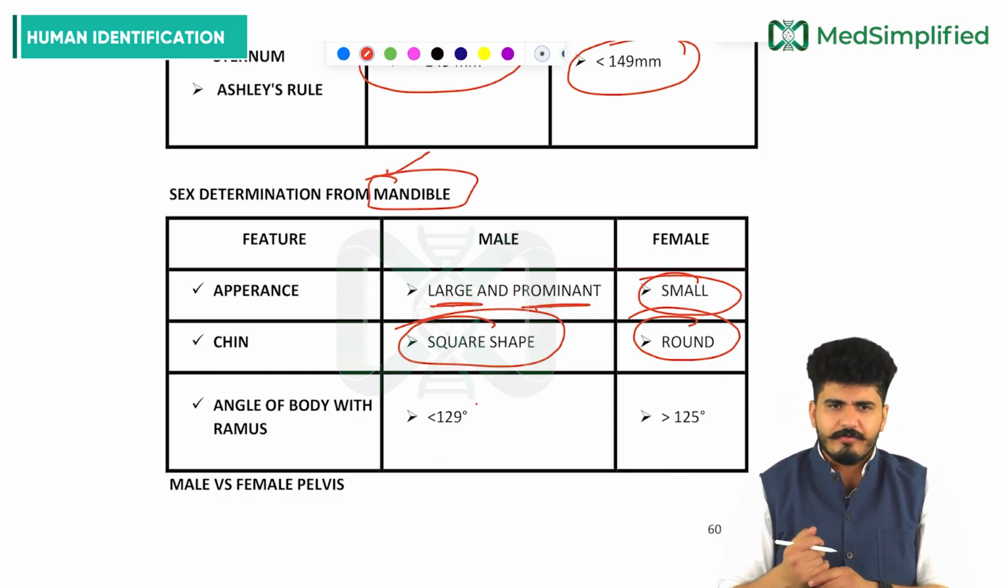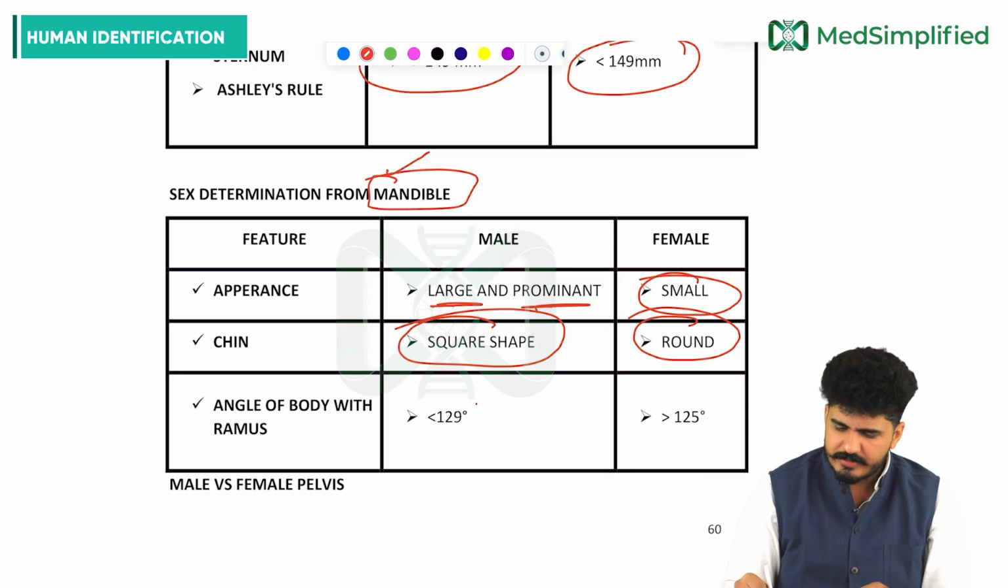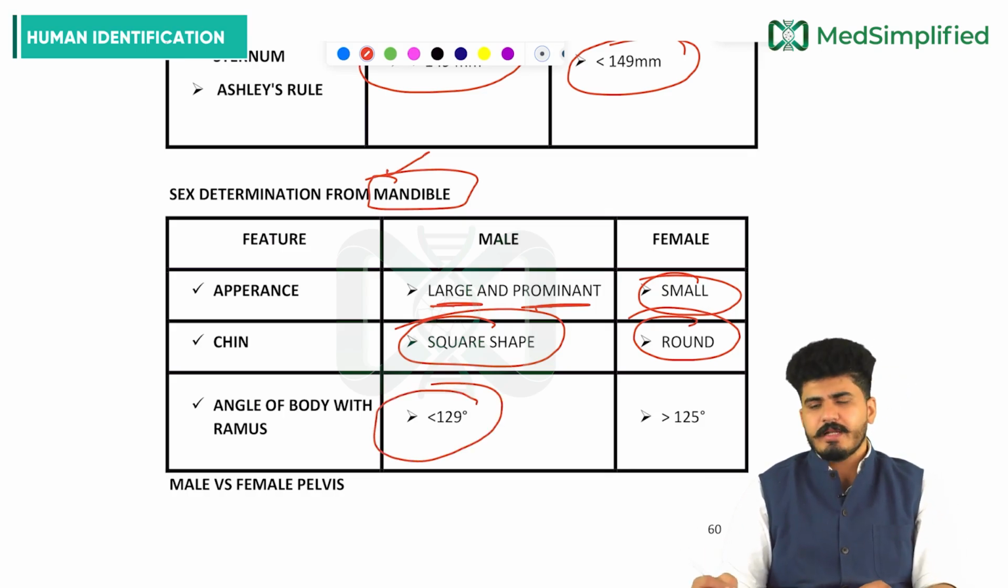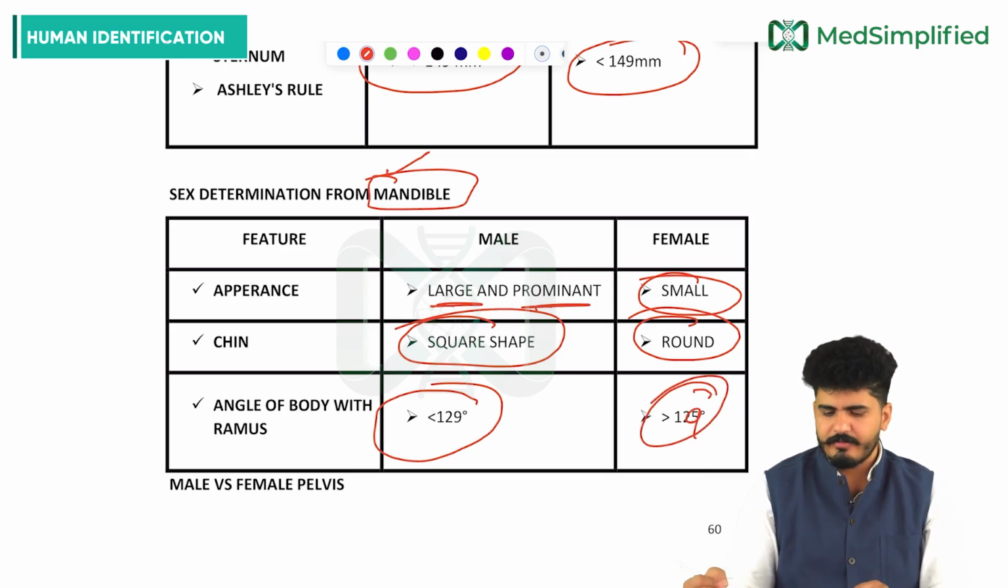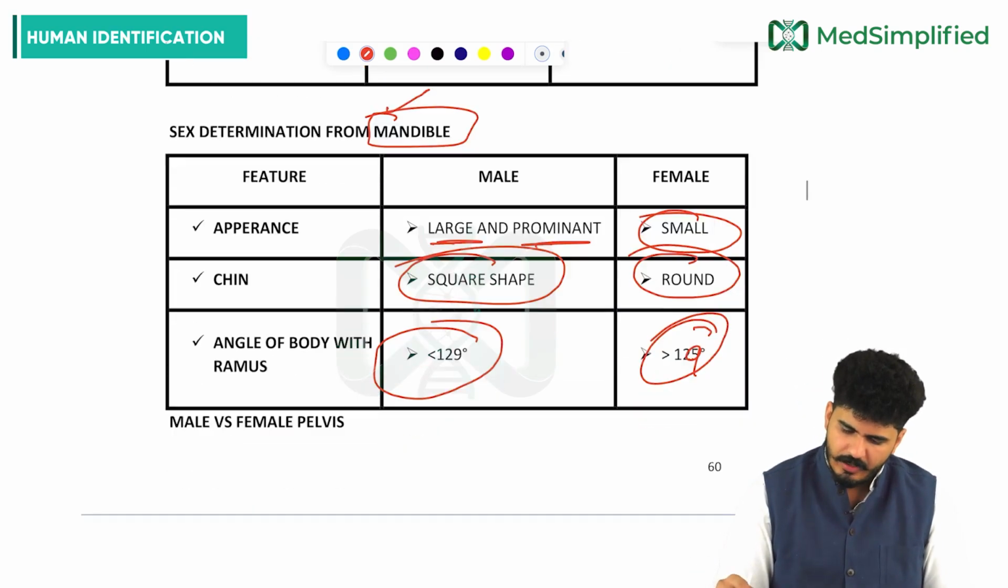Then the angle of the body of the ramus: in males it is less than 129 degrees, and in females it is more than 129, my dear friends.